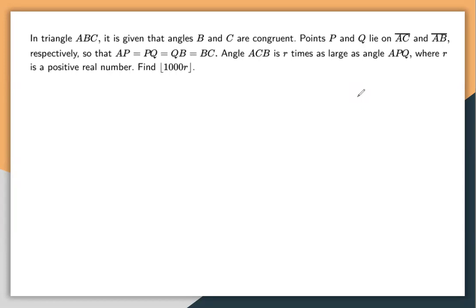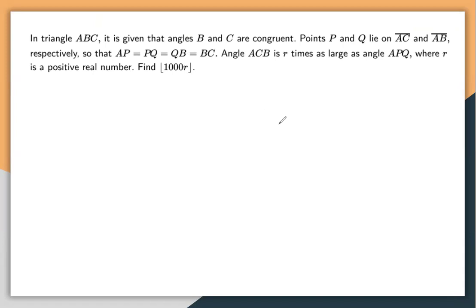We have a triangle ABC such that angles B and C are congruent, and points P and Q lie on sides AC and AB respectively, so that AP, PQ, QB, and BC are equal. Then we want the angle ACB, which is R times as large as angle APQ. We're going to find the value of R, multiply that by 1,000, and then floor it.